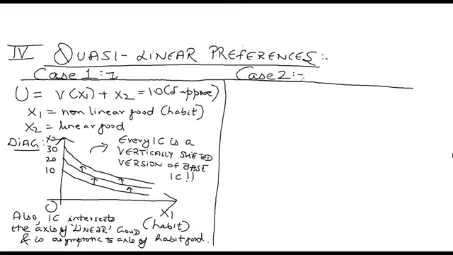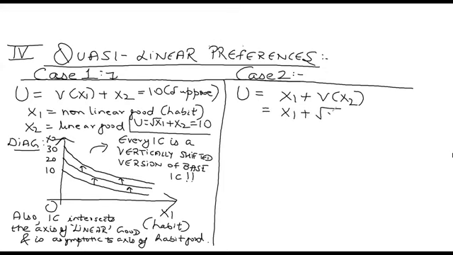Suppose now my utility function is x1 plus vx2. By the way, vx1 we had taken as root x1. So the example was utility equal to root x1 plus x2 equal to 10. Similarly here we have x1 plus root x2 equal to 10, suppose.